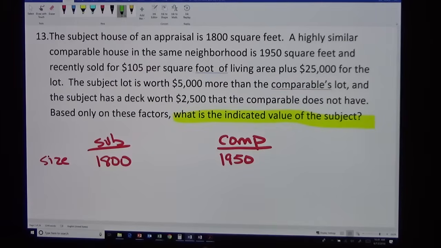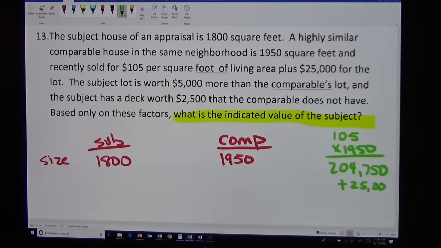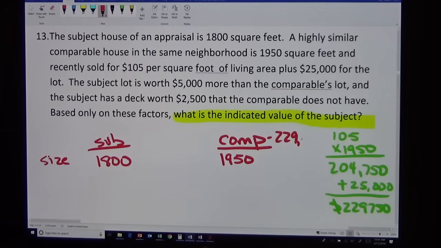So it sold for $105 times 1950 is $204,750 plus, in addition, the lot itself sold for $25,000. So the actual sales price of the house was $229,750. So we're going to go back over here. We've got $229,750. That's our starting point for our comp.